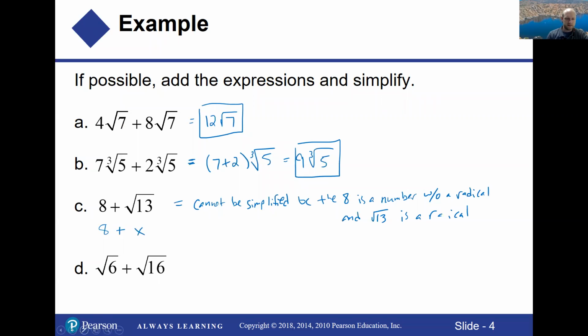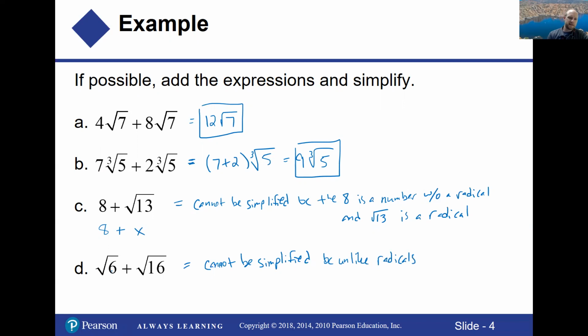So this is, let's see, I want a pen. There we go. So 13 is just a radical. So we can't add this. Okay. This one, they do have the same index, so they're both radicals, but the 6 and the 16 are not the same. So again, it cannot be simplified, because of unlike radicals.